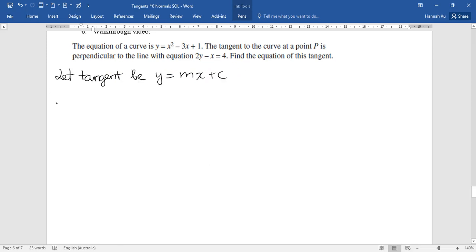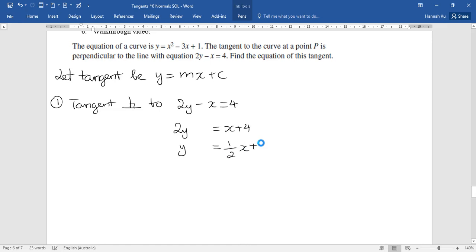So first of all, you know that the tangent is perpendicular, and this is my notation for perpendicular, to 2y minus x equals 4. So there will be a connection between the gradient of the tangent and the gradient of this line. I do need to transpose this line to make y the subject, so I can see what the gradient of this line is. So if 2y minus x equals 4, then 2y equals x plus 4, and if you divide everything by 2, y is a half of x plus 2.